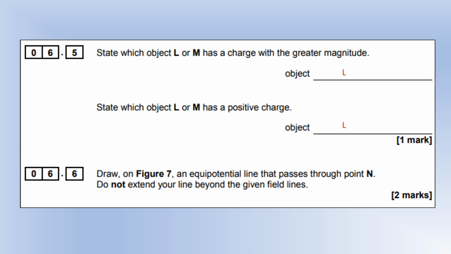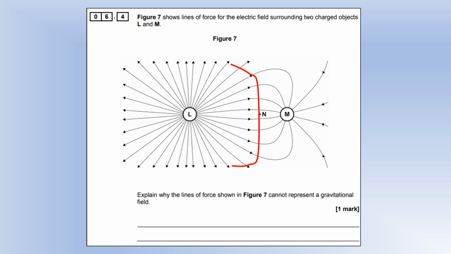Okay, so draw on figure 7 an equipotential line that passes through point N. Do not extend your line beyond the given field lines. In terms of drawing this line, what I'm trying to do is draw a line that joins points where we have equal sized gaps between the field lines. So I want to find a point where the gaps between the field lines are approximately the same length, which is why they bend round at the top. We're trying to follow the points where the gaps between the lines are the same, indicating that the field strength is constant, which means the potential is constant, essentially.